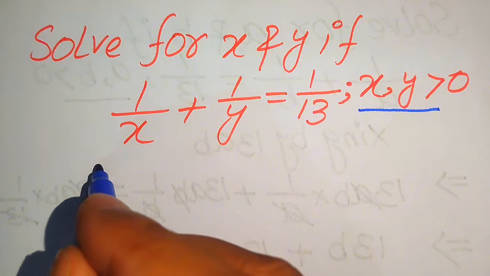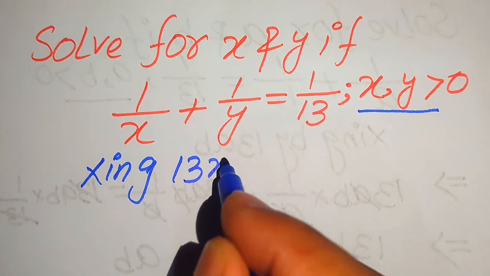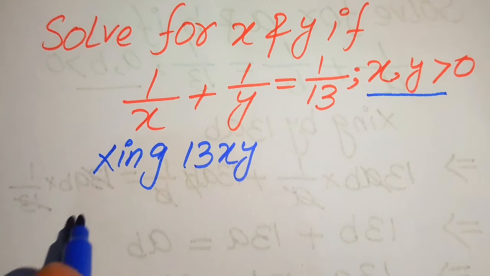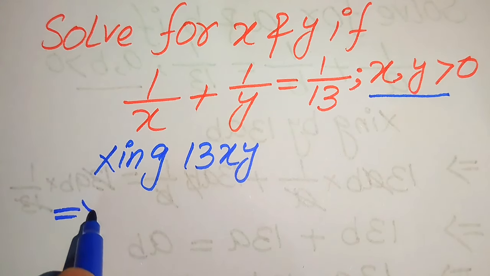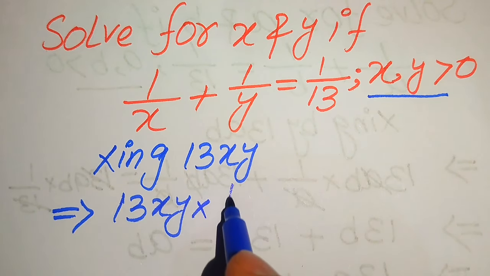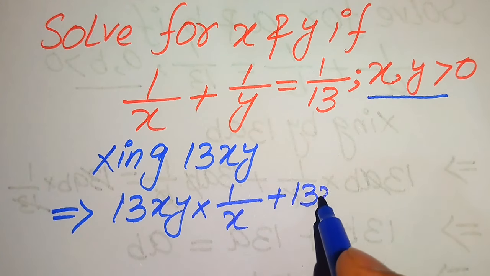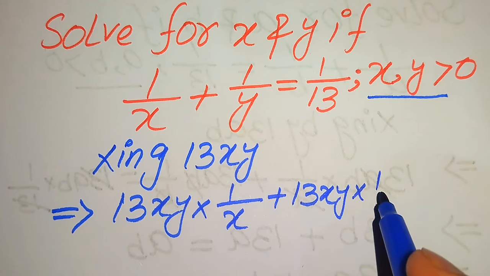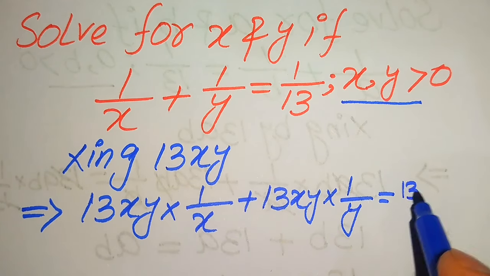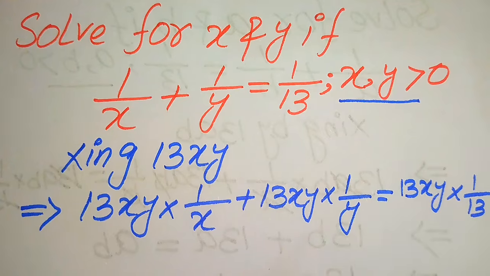In order to eliminate this fraction, we need to multiply both of the sides by 13 times xy of each of these terms. Okay, so when you multiply each of these terms by 13xy, it will be written as 13xy multiplied by 1 over x plus 13xy multiplied by 1 over y equals 13xy multiplied by 1 over 13.